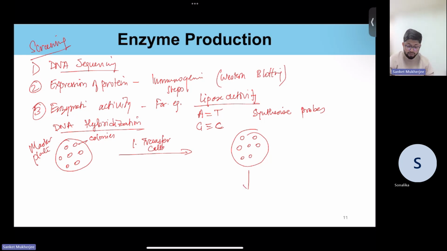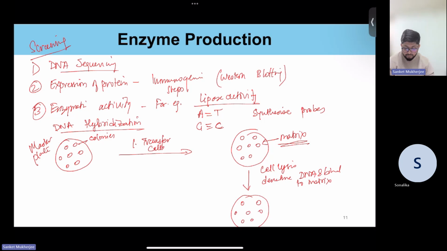Then you will go for cell lysis, denature the DNA, and bind to the matrix. So matrix is basically this other region apart from the colony that is called matrix. So there would be bound DNA to the matrix very close to the colonies only. So you see the DNA is now outside the cell, right?